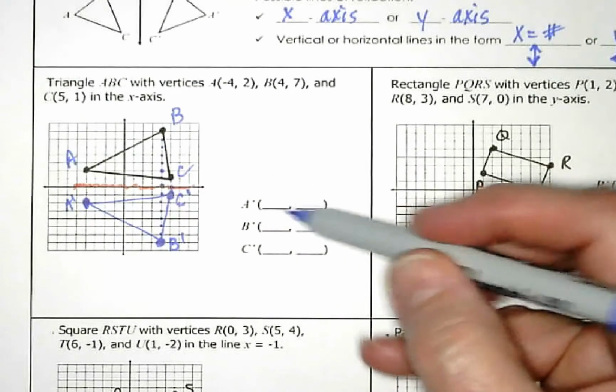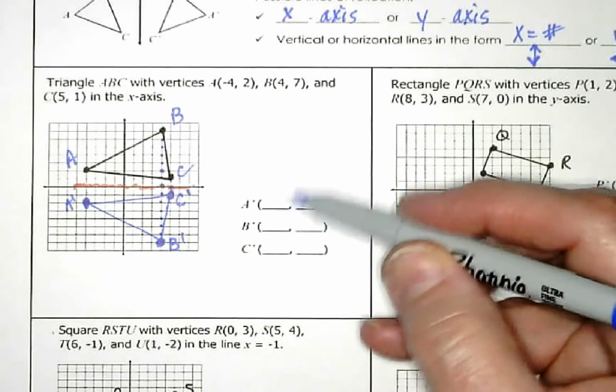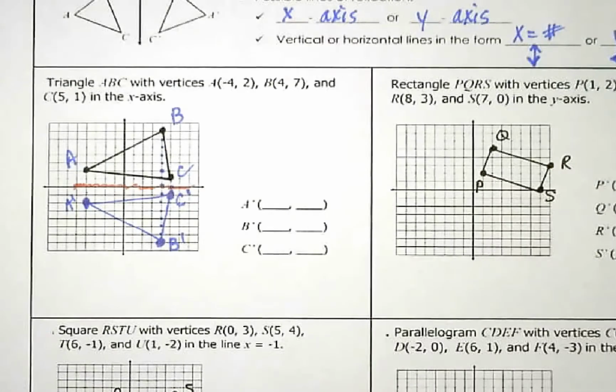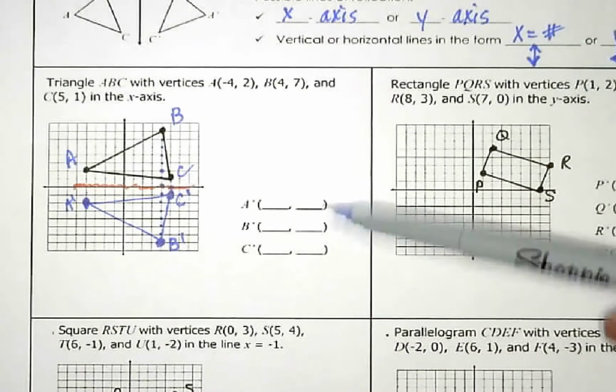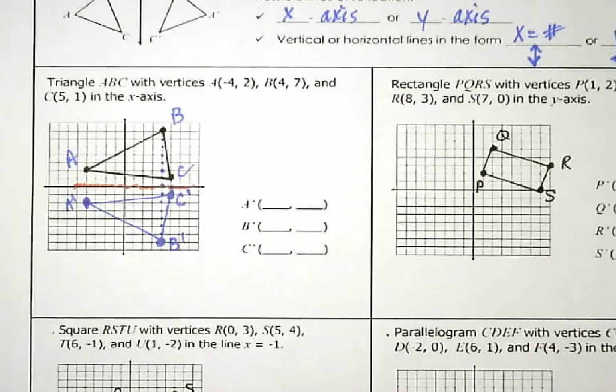We're not going to worry about points. You can obviously identify them just by finding the ordered pairs for A, B, and C prime. There are some formulas that can be learned that will help you get those ordered pairs without looking at a graph, but we're not going to worry about that.